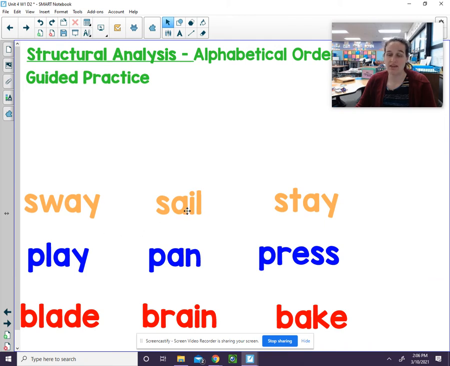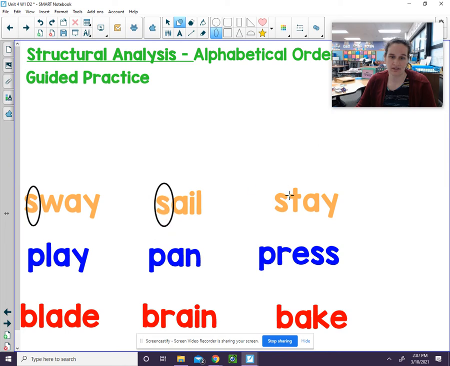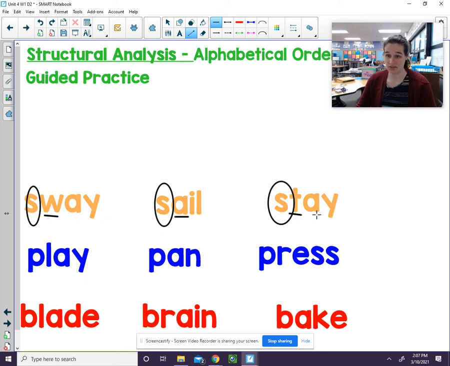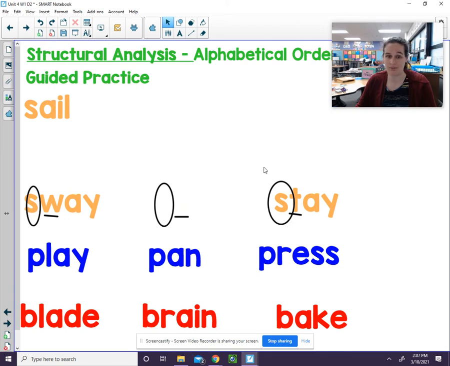We have sway, sail, and stay. I'm going to go ahead and circle the first letter. What do you notice about each of those first letters? They all begin with S. That means we need to look at the second letter. Okay, I have each of the second letters underlined. Which of these would come first? W, A, or T? Well, we're doing alphabetical order. The first letter in the alphabet's an A, so sail would be our first word.